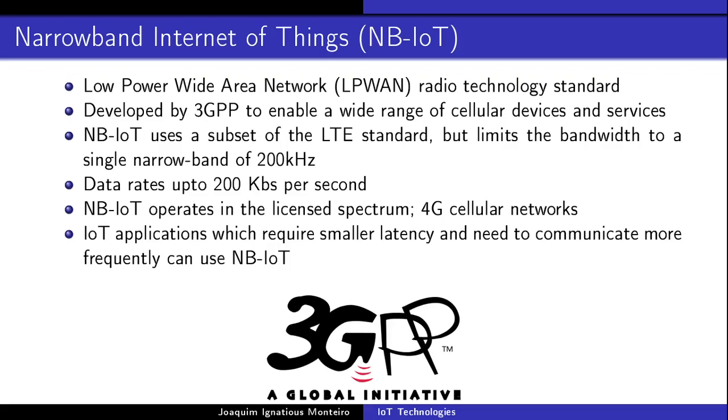Narrowband Internet of Things operates using your LTE standards, your 4G, 5G, all those things. But it uses much smaller bandwidth than the traditional 4G LTE networks, about 200 kilobits per second. So you require licensed spectrum for this narrowband Internet of Things.